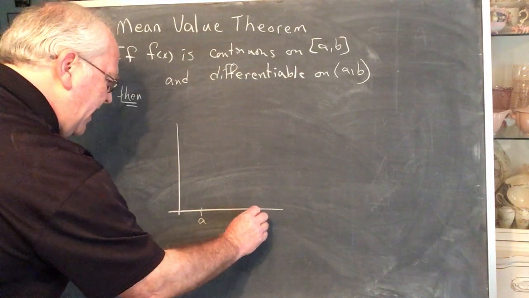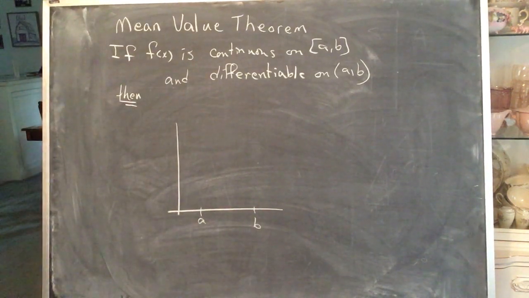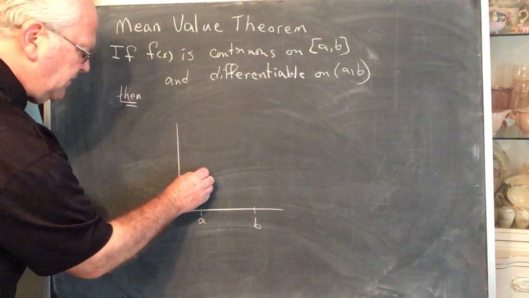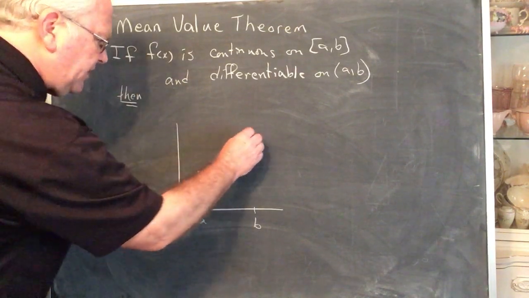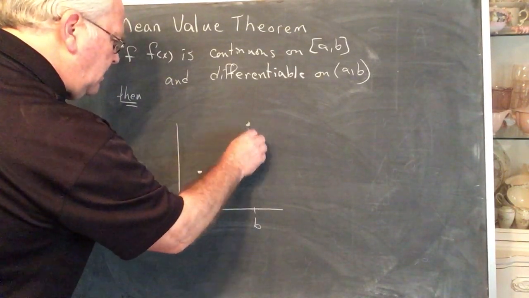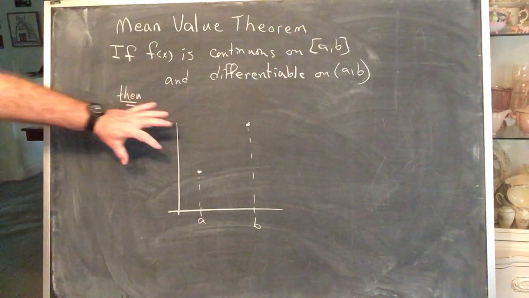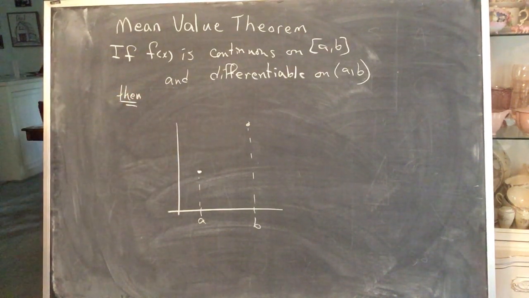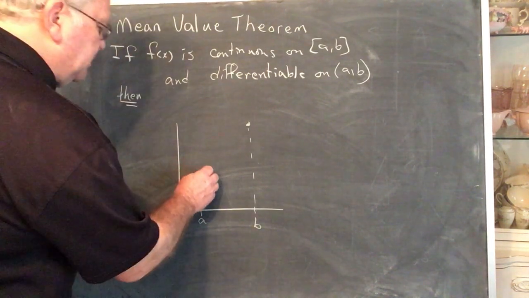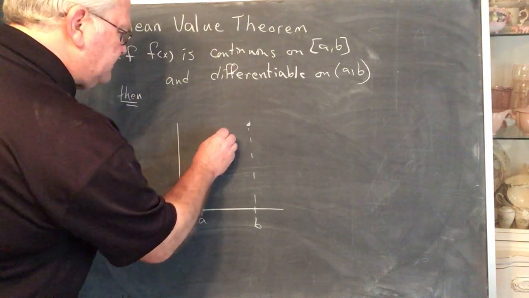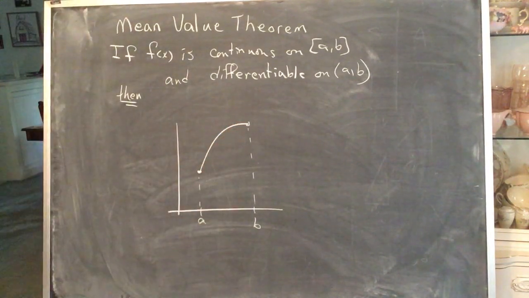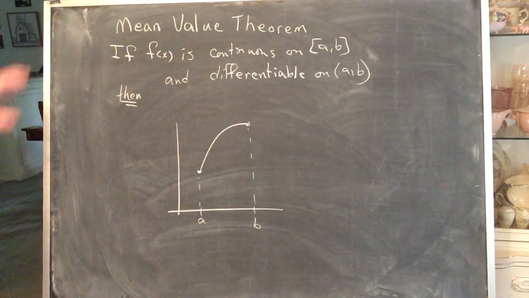So, here's our value A and our value for B. And so let's suppose this is f of A and this is f of B. And the curve must connect those two points, must have no holes, no jumps, no vertical asymptotes, and it must not come to a point. So let's suppose it's something relatively straightforward like that. So that's a curve that connects those two points that meets these two requirements.